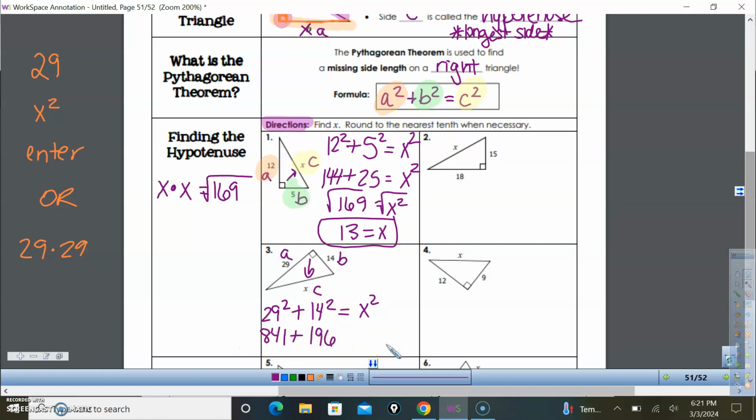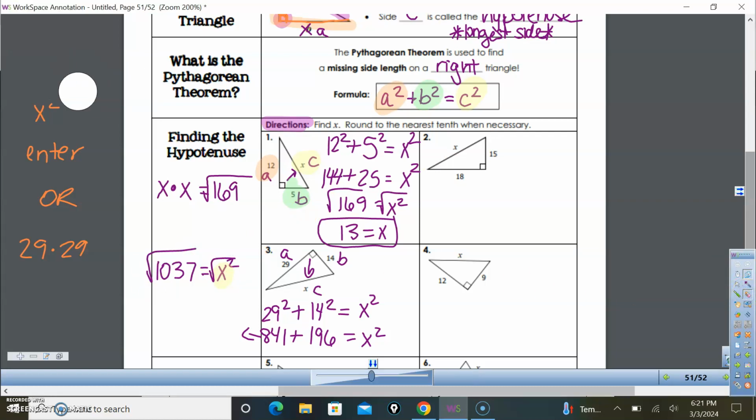And then I'm going to add those together. I'm running out of room, so I'll just bring my work over here. I am getting 1,037 is equal to that x squared. So now what we are trying to figure out is what number times itself will give us 1,037. And again, I wouldn't recommend guessing and checking. The opposite of squaring is square rooting. So we're going to take the square root of both sides.